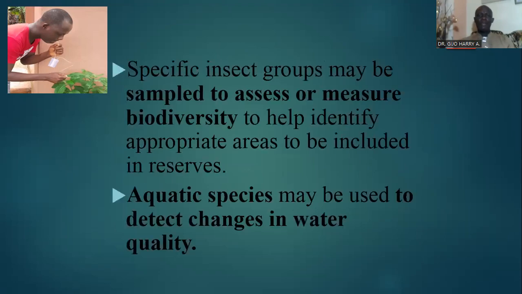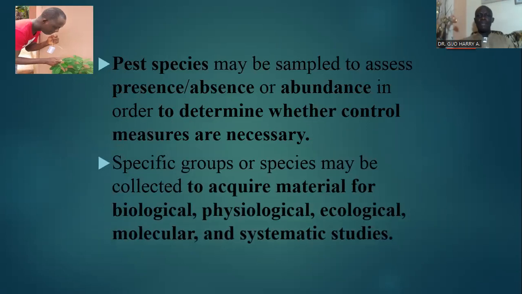Specific insect groups may be sampled to assess or measure biodiversity to help identify appropriate areas to be included in reserves. Aquatic species may be used to detect changes in water quality. Pest species may be sampled to assess presence, absence, or abundance in order to determine whether control measures are necessary. Specific groups or species may be collected to acquire material for biological, physiological, ecological, molecular, or systematic studies.